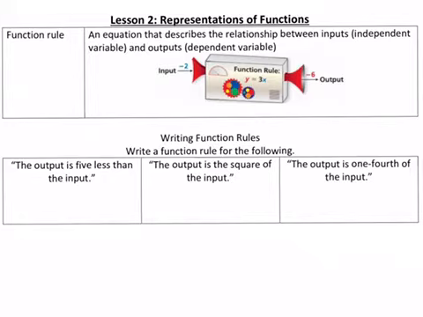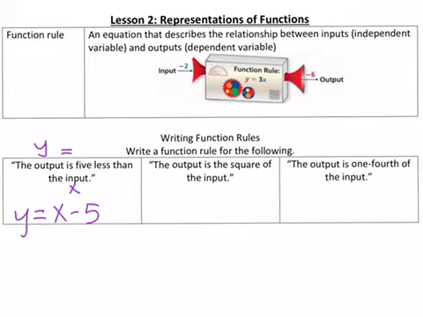So the first thing we're going to do is write function rules. In this first example, it says the output is 5 less than the input. There are a couple things I want you to remember. First off, the output stands for your y value. The input stands for your x. Also, when you have the word is, it means equal to. We can just write that too. So the output is equal to 5 less than the input. Now we just have to write the equation that goes with this, or the function rule. So we have the output, y, is equal to 5 less than the input. So we have the input and we have 5 less than that.